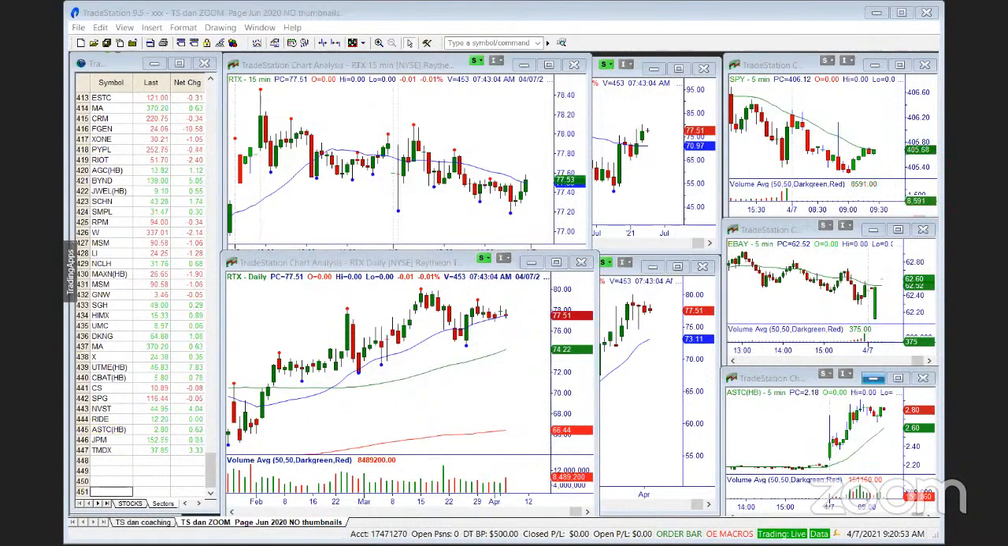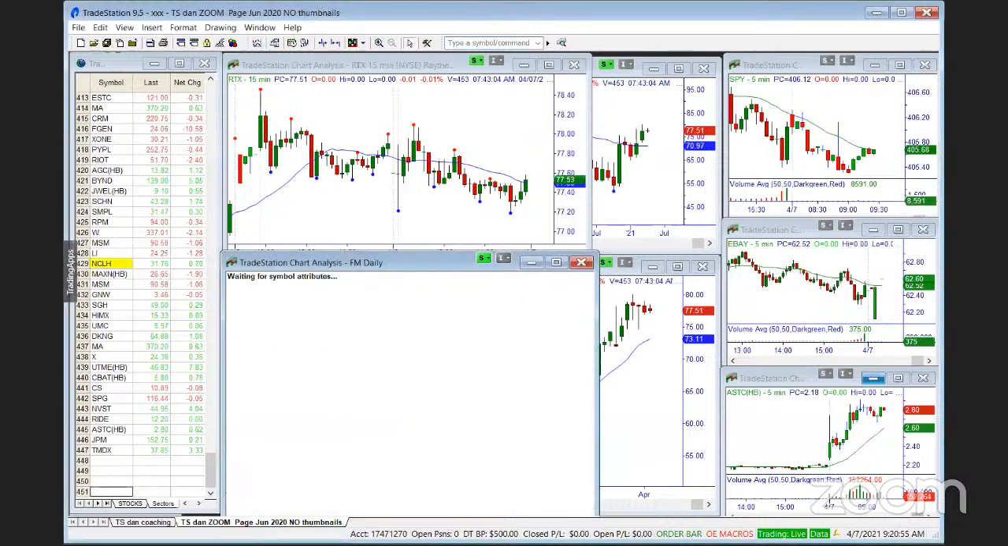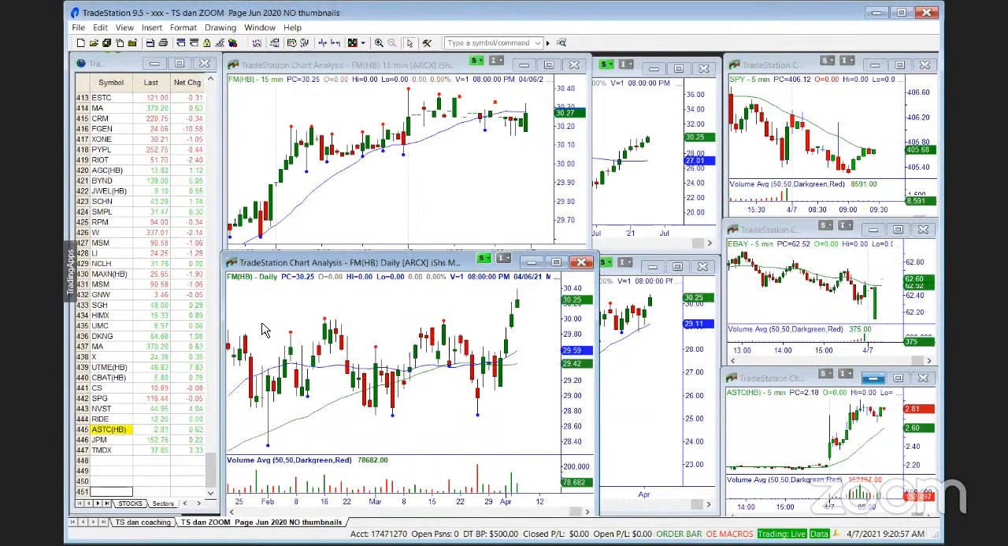Stavros, FM. It's up 4 bars, far from the 20. So there's nothing to do with it on the daily, although the weekly is bullish.